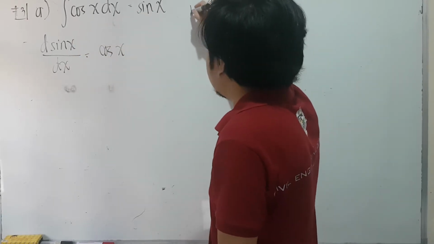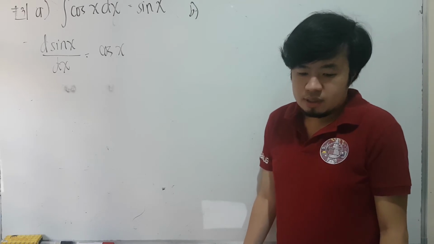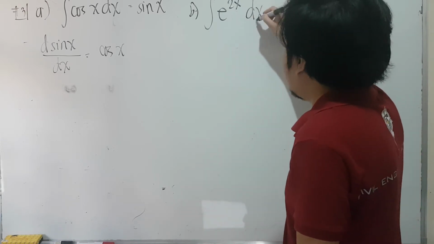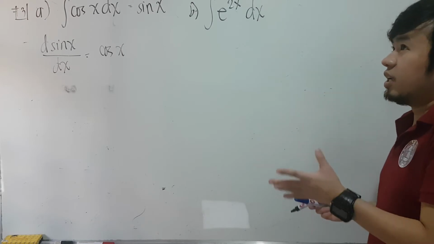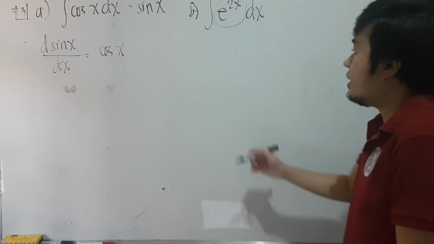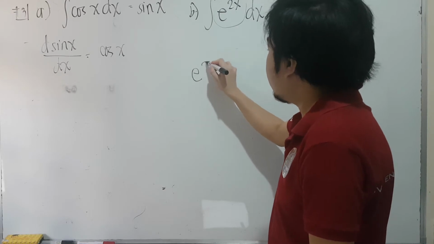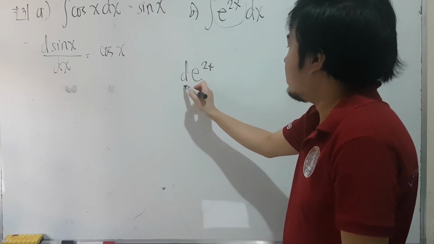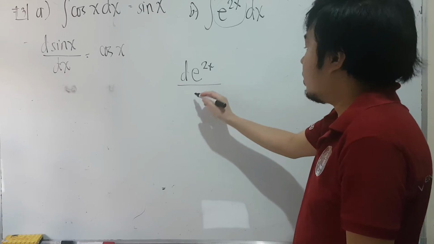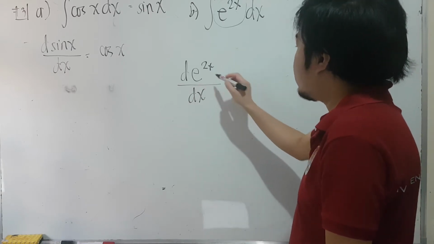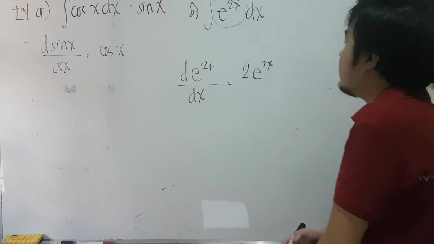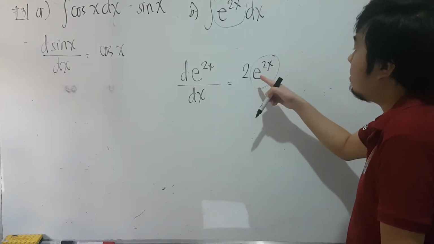So letter B, we have the integral of e raised to 2x dx. Imagine from differentiation what value would give us this function. Let's analyze e raised to 2x. If I differentiate e raised to 2x with respect to dx, bring down 2, copy e raised to 2x. But that is not our function. Our function is simply e raised to 2x.